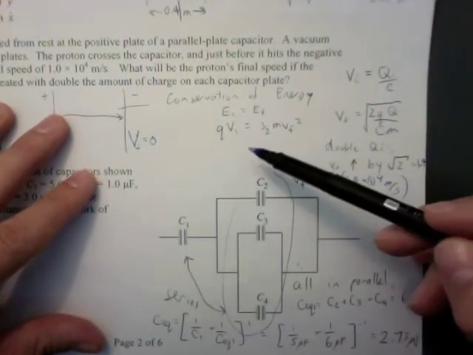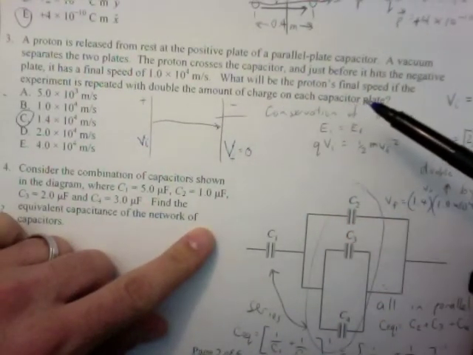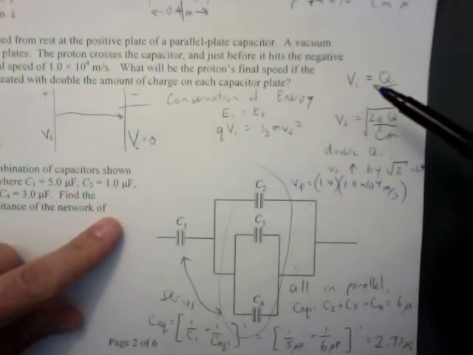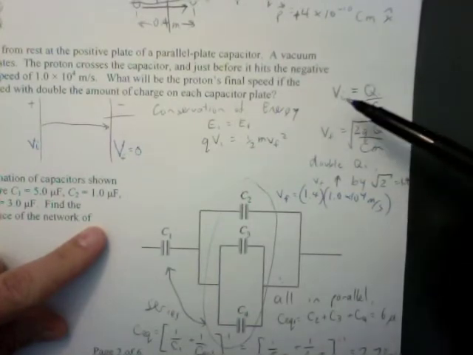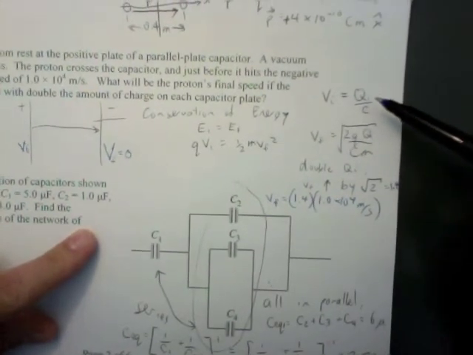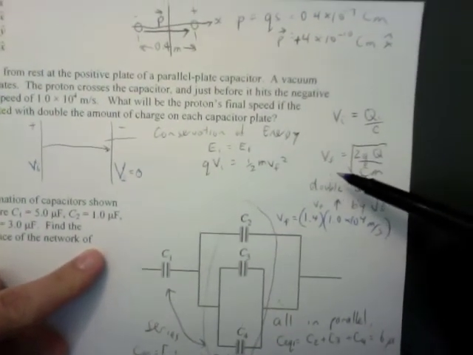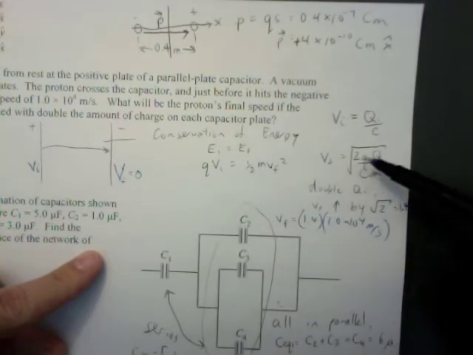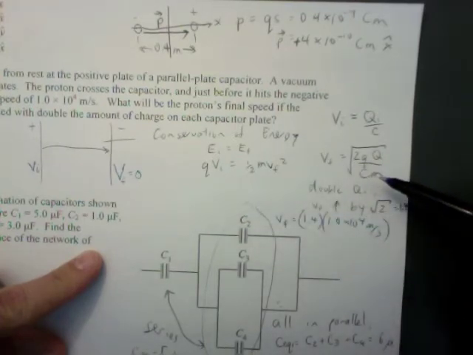And the question is asking what will be the proton's final speed if you double the charge. So we need to relate the final potential to the initial potential to the charge on the plates. So we're going to call that Q. So the final velocity, if you solve this, is the square root of 2 times little q times Q over C, which is V initial, divided by m, the mass of the proton.